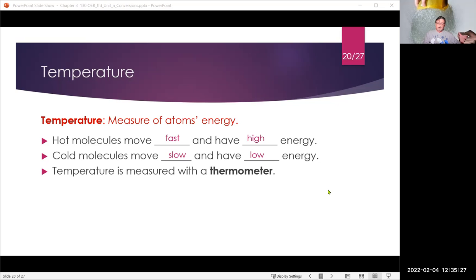So temperature, as you know, is a measure. We measure temperature with the thermometer. Now here's the deal: you're not measuring energy. The energy of the system is going to kick up the temperature of the system. If you put more energy into the system, you're going to raise the temperature. You're measuring that by using the thermometer because the temperature goes up.